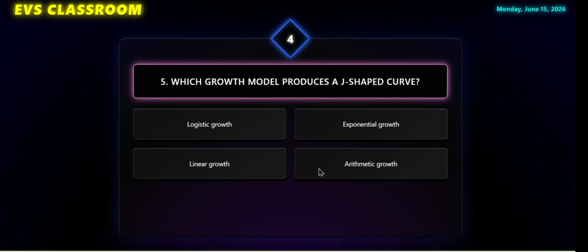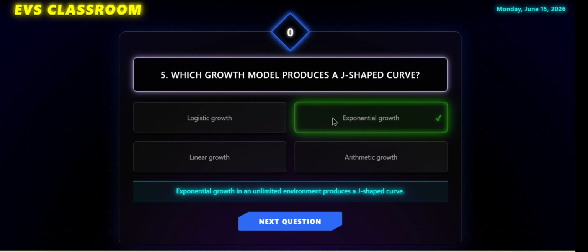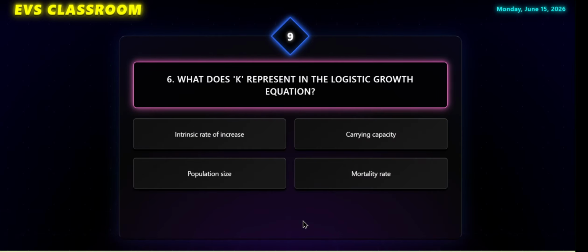Which growth model produces a J-shaped curve? Exponential growth in an unlimited environment produces a J-shaped curve.